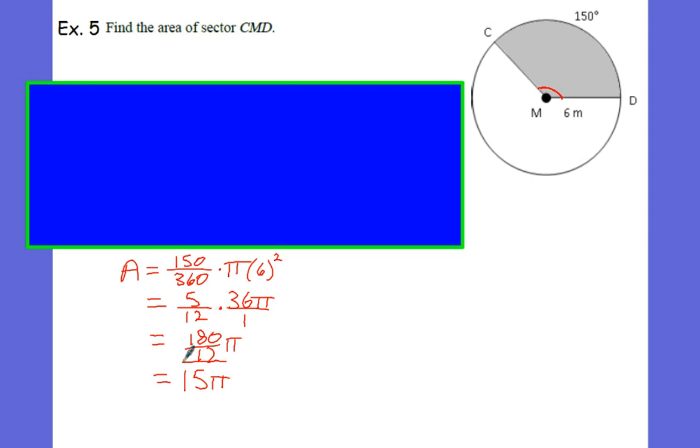That would be an exact answer. So it's not telling us how to write our answer here, so let's write it both ways, because you'll definitely have to know how to do it both ways. So let's approximate that and actually get a number. Plug that into your calculator, and you get approximately 47.1. Now it is area, so we'll say meters squared. Good.